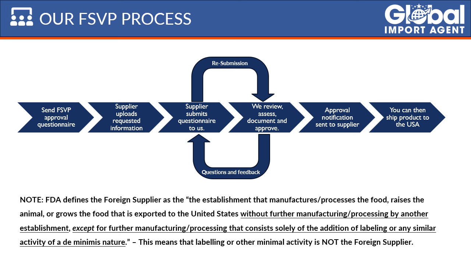Please note that the term foreign supplier used by the FDA in the Foreign Supplier Verification Program refers to the establishment that manufactures or processes the food, raises the animal, or grows the food that is exported to the United States without further manufacturing or processing by another establishment, except for further manufacturing or processing that consists solely of the addition of a label or similar activity of a de minimis nature. This means that labelling or other minimal activity is not the foreign supplier.